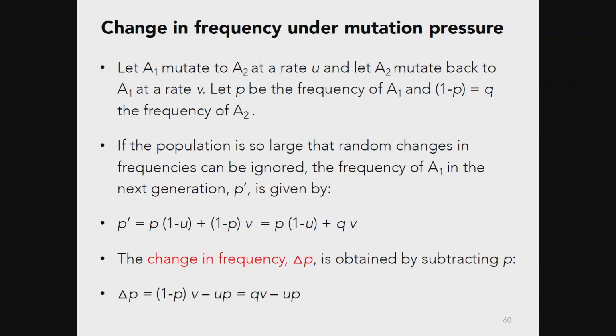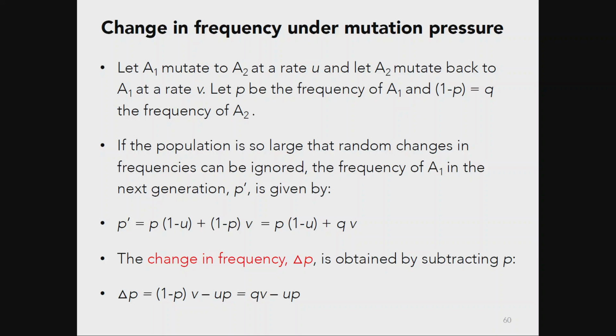Now let P be the frequency of A1 and 1 minus P, or Q, the frequency of A2. If the population is so large that we can ignore random changes in frequency, then the frequency of A1 in the next generation is going to be P prime. What is this going to be given by? Here I have the frequency of the A1 allele in the previous generation. And what is U? U is the rate at which A1 changes into A2, but I don't want that. So 1 minus U is the probability it's going to stay an A1 allele, right?